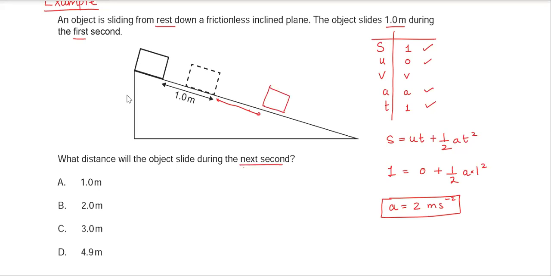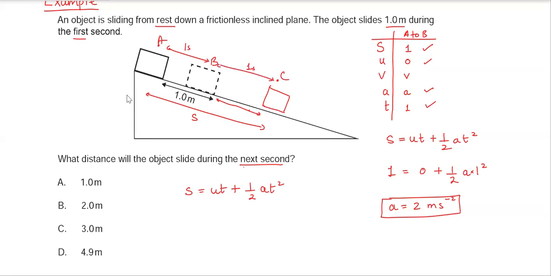So in the next 1 second, it means that the total time from the initial position to the final position will be 2 seconds, correct? So what I need to find first is the total distance. I can figure out the total distance by using the same equation, S is equal to UT plus half AT squared. Let this point be A, and this point be B. So A to B is 1 second, and B to C is another second.